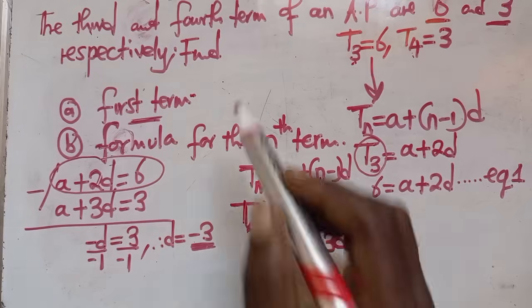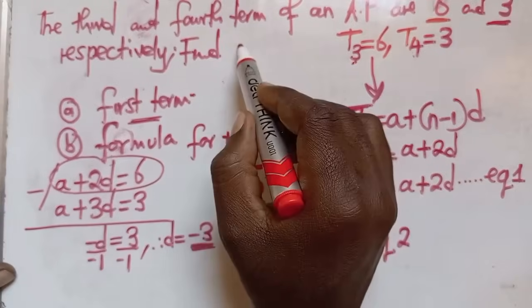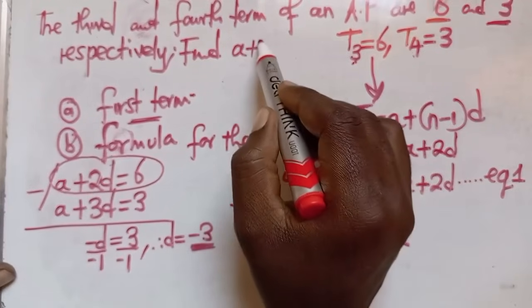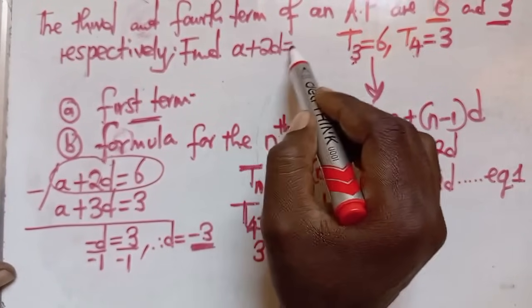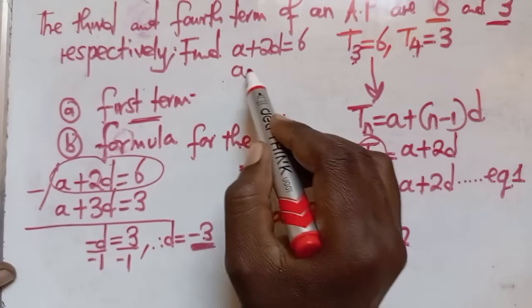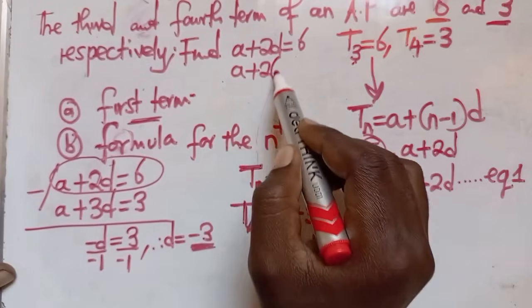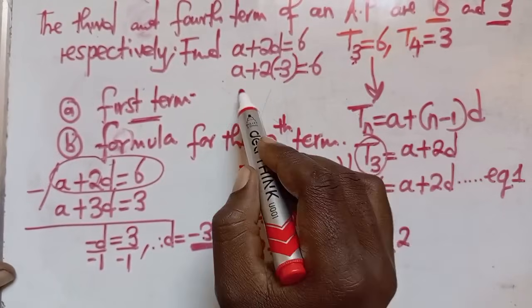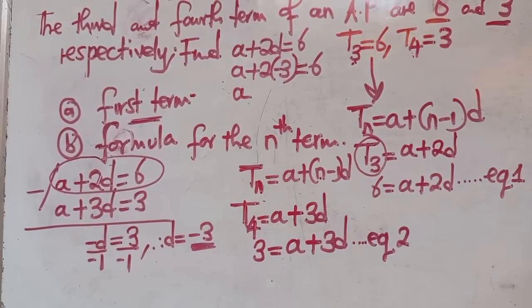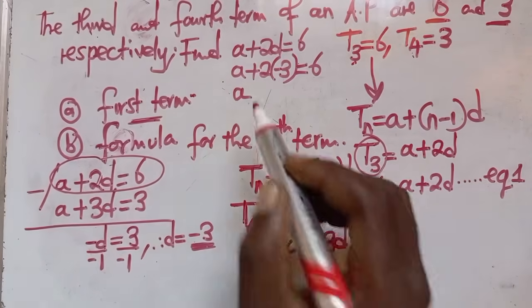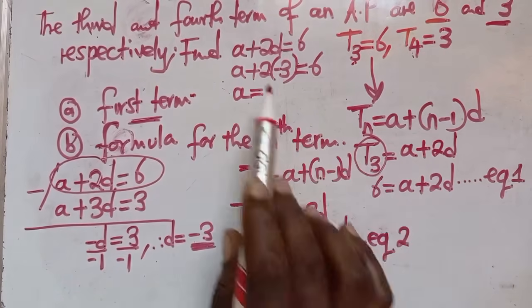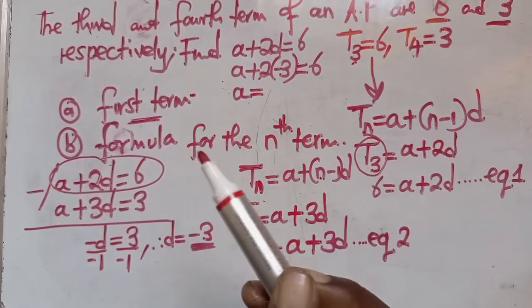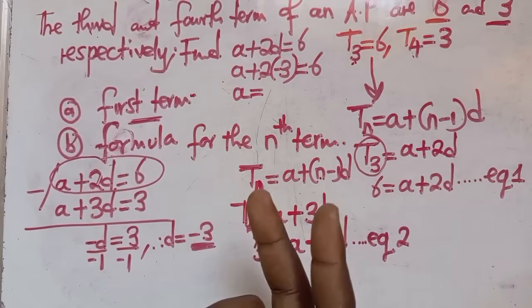So what am I going to do? I say that I get that one: A plus 2D is equal to 6. So A plus 2, D is negative 3, which is equal to 6. I want us to think critically here. I'm going to say equals. What is 2 times negative 3? You get negative 6, isn't it?